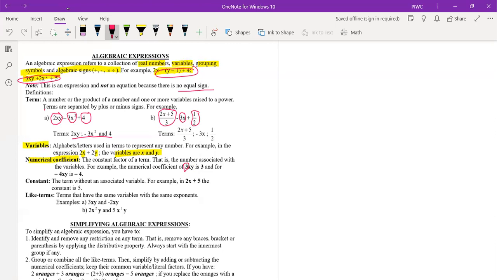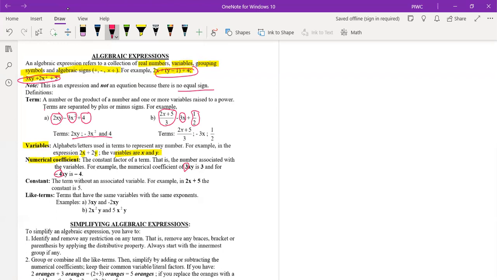If I take an example, let's take negative 4xy. What will be the numerical coefficient? The numerical coefficient will be negative 4, because that's the number associated with the variables. So negative 4 is the numerical coefficient, the number in front of the variables.